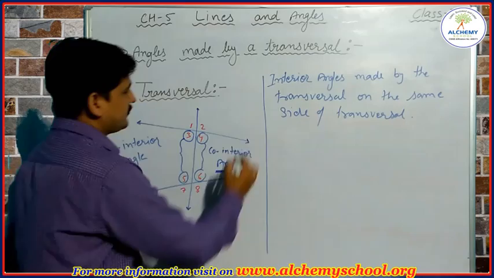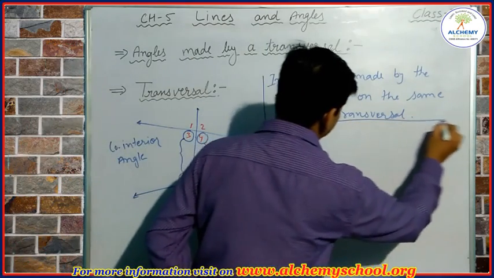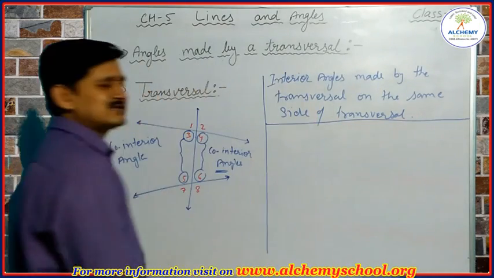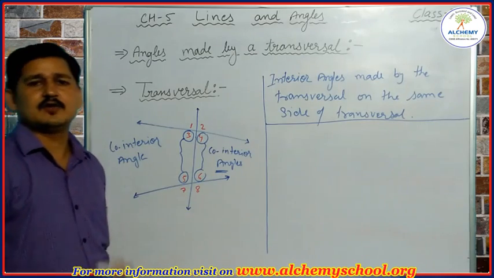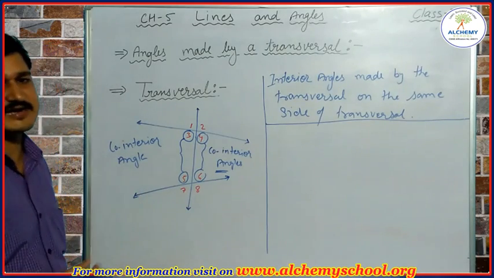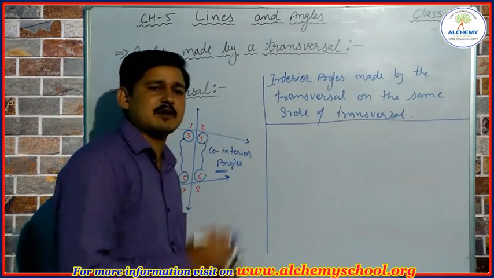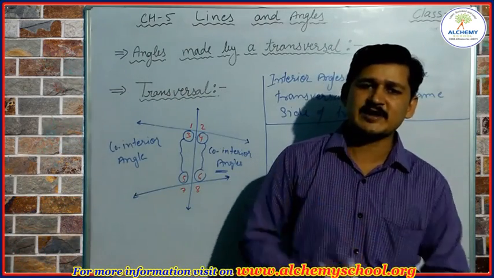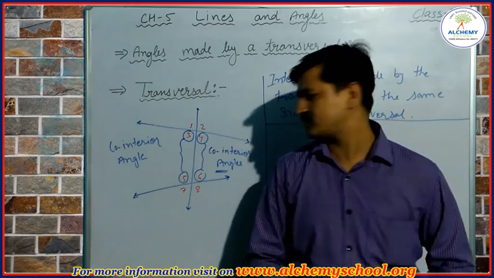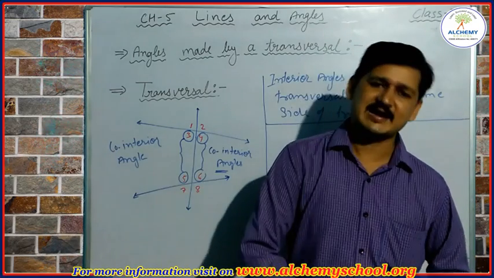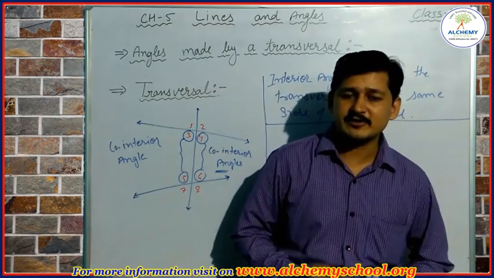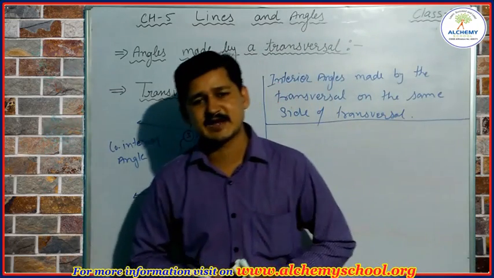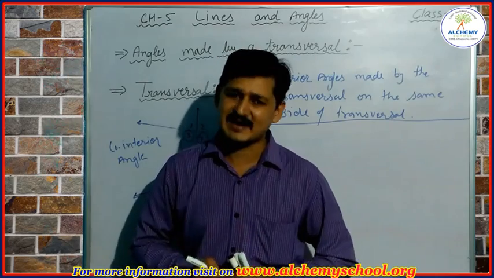Okay, so till now we have discussed interior angles, exterior angles, alternate interior angles, alternate exterior angles, corresponding angles, and co-interior angles. Now we are going to discuss the angles made by the transversal on parallel lines.